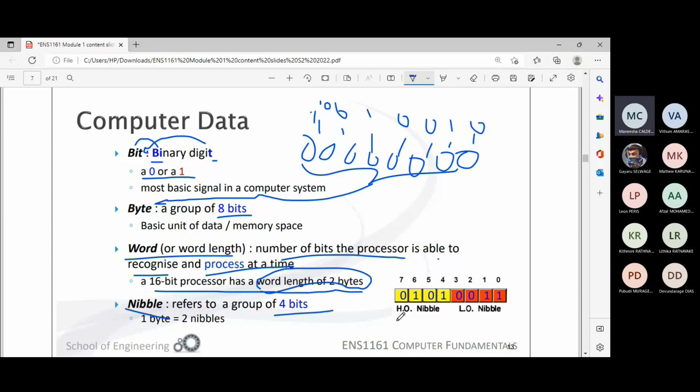Here you can see two components. They have defined 1, 2, 3, 4, the higher nibble and the lower nibble. So simply, this is some of the terminology related to data.